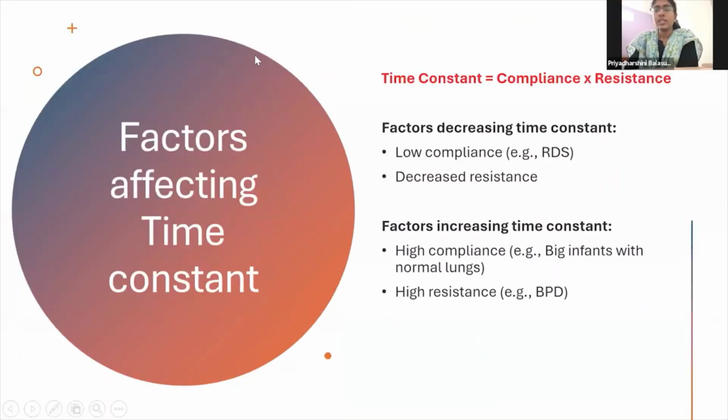So, time constant, by calculation, is a product of compliance and resistance. So, any factor which decreases compliance and decreases resistance will decrease time constant, and the factors which increase compliance and increase resistance will have longer time constant. For example, RDS is a condition with low compliance where we will have short time constant, so air will move in and out of the lungs very fast. And BPD is a condition with high resistance, where we have longer time constant.